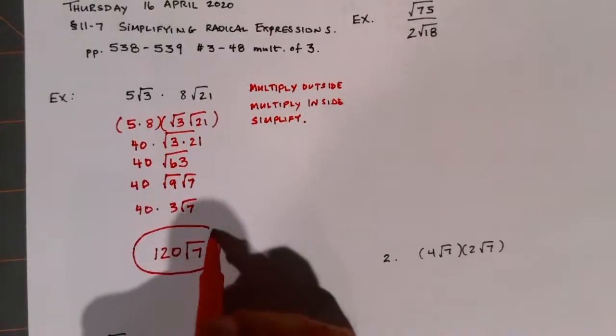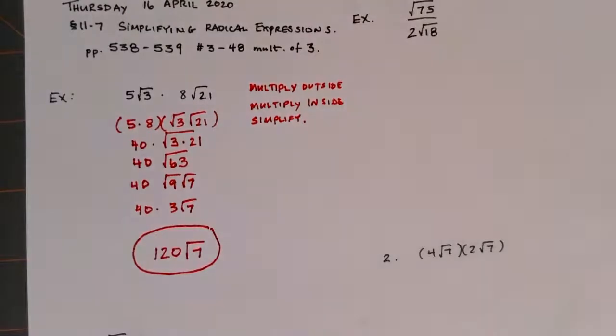So that's just the easy one for you to see, right? So we do 5 times 8, which is 40. And then we do root 3 times root 21, root 63, which is 3 root 7. So there we go, all right?